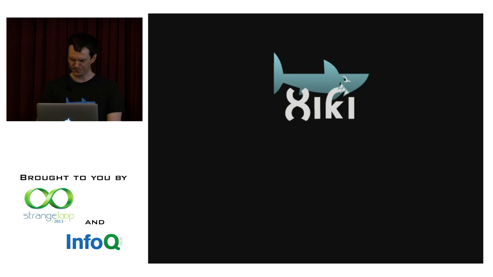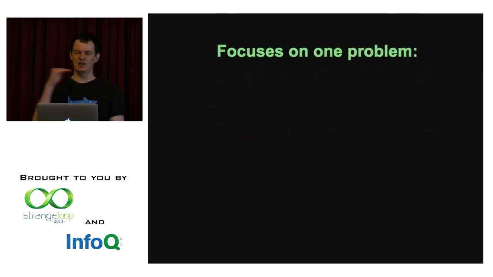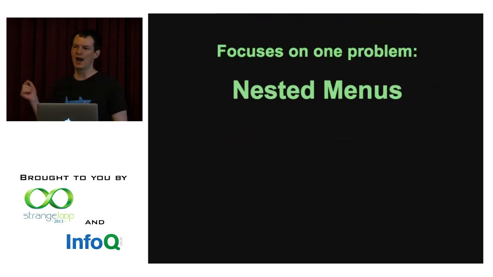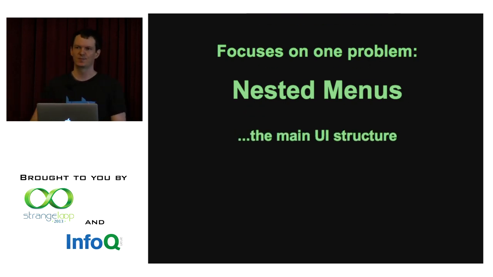So Xiki probably shouldn't try to solve all UI problems. It should probably focus in on one thing and do it really well. And what Xiki focuses in on is nested menus. If you analyze most UIs, they boil down to nested lists of choices. You've got a list of options. You click on one, and then you see another list presented in various forms.